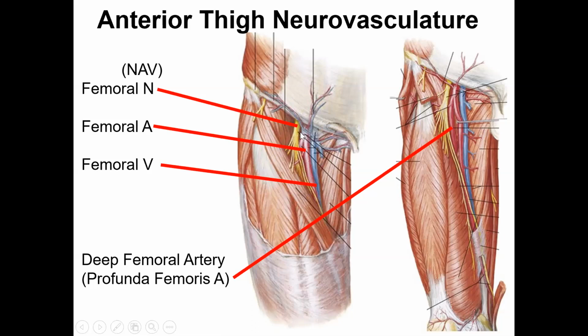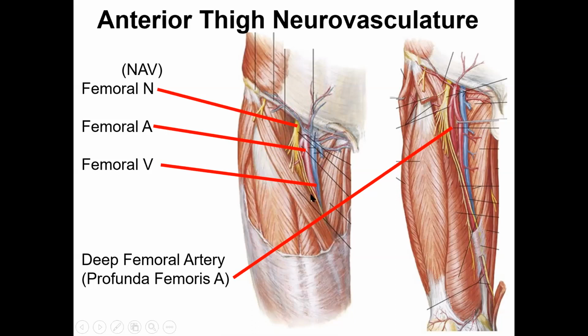So the femoral vessel and nerve are located in the groin region. The femoral nerve is going to innervate all of the muscles of the anterior thigh that we spoke about, so the quadriceps femoris muscle. And next to that is the femoral artery, which is also bringing blood supply to the anterior thigh. And then next to that is the femoral vein.